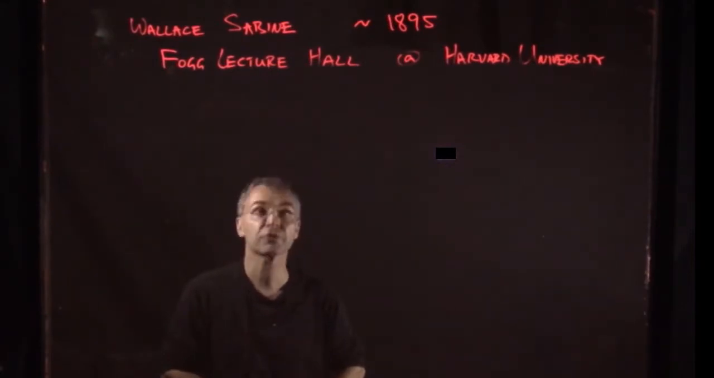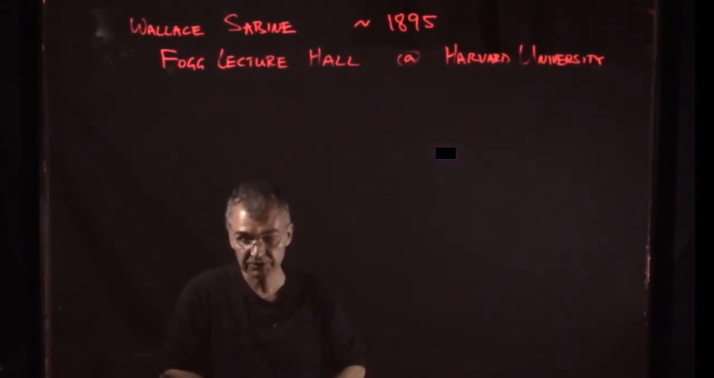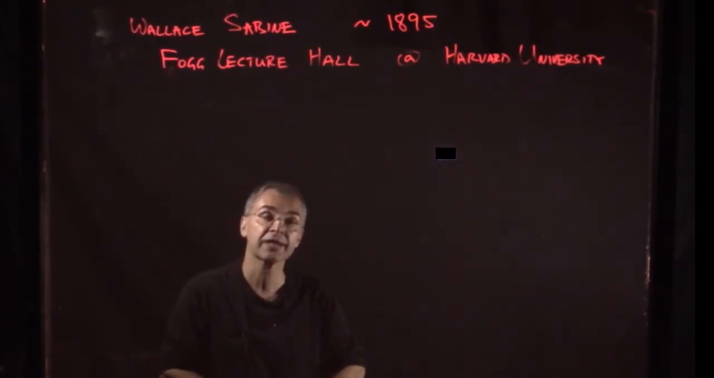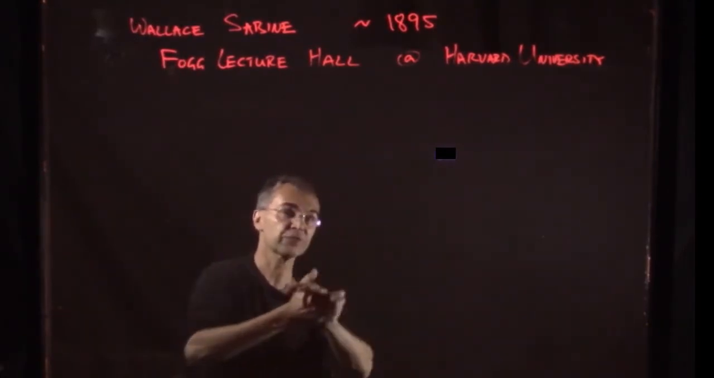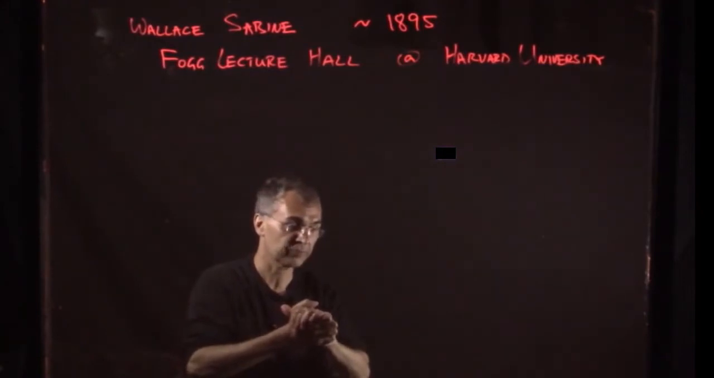Sabine set about the task of trying to improve this. So he basically worked in the quietest hours of the night. He waited till after midnight, maybe between midnight and 5 a.m., when the Boston area streetcars were not running. He measured the reverberation time. He did that by, say, clapping his hands and then measuring with a stopwatch how long it took before the sound of the clap was no longer at all audible.